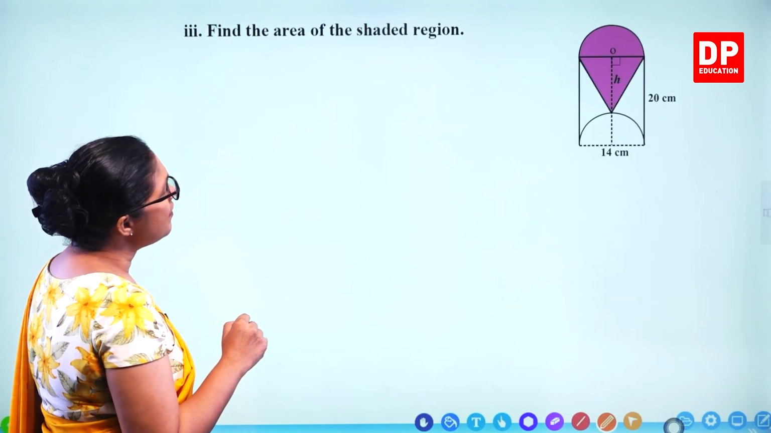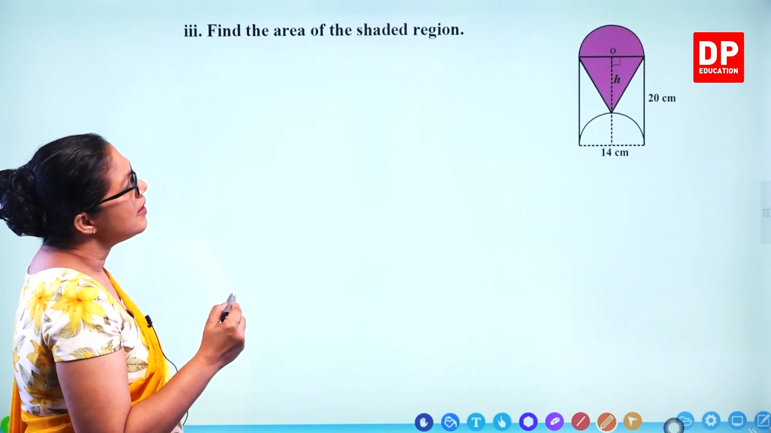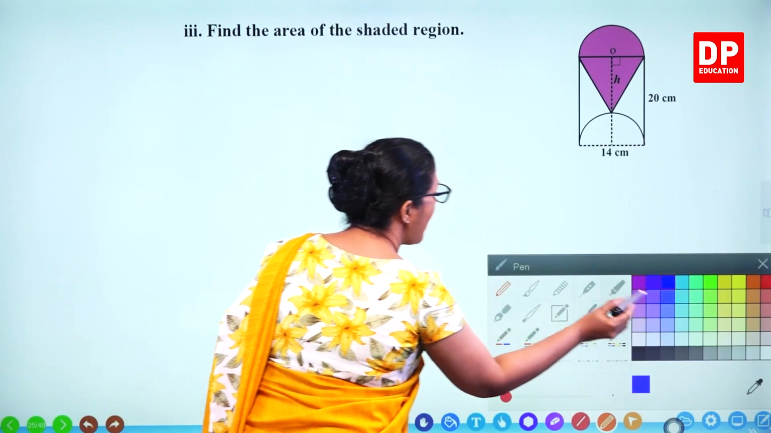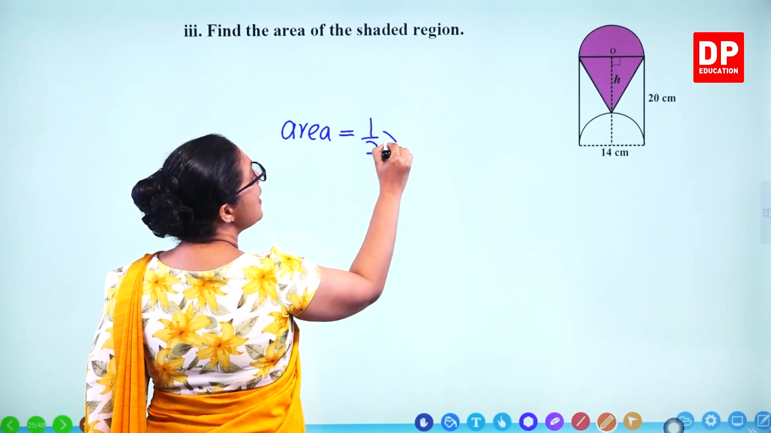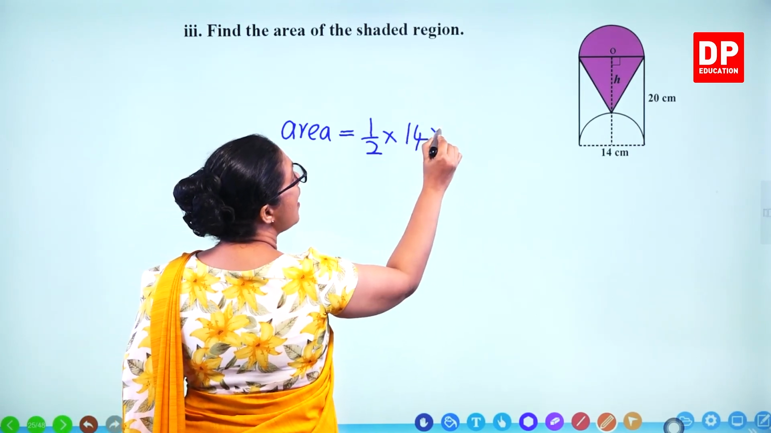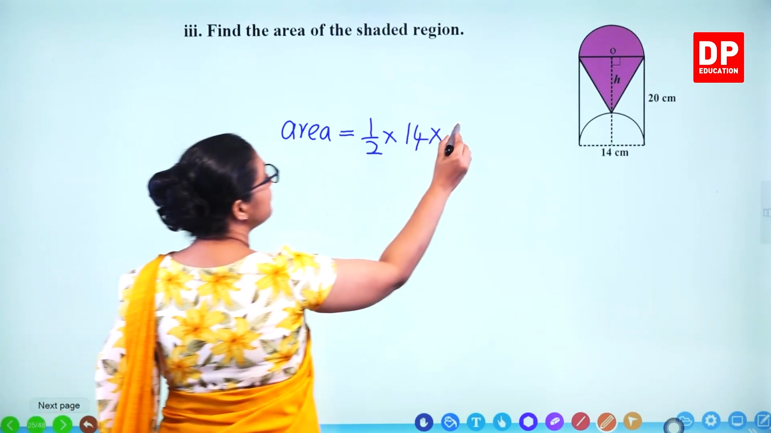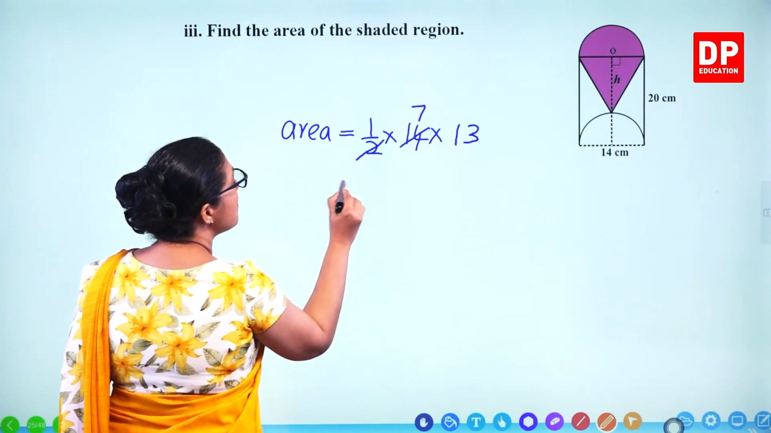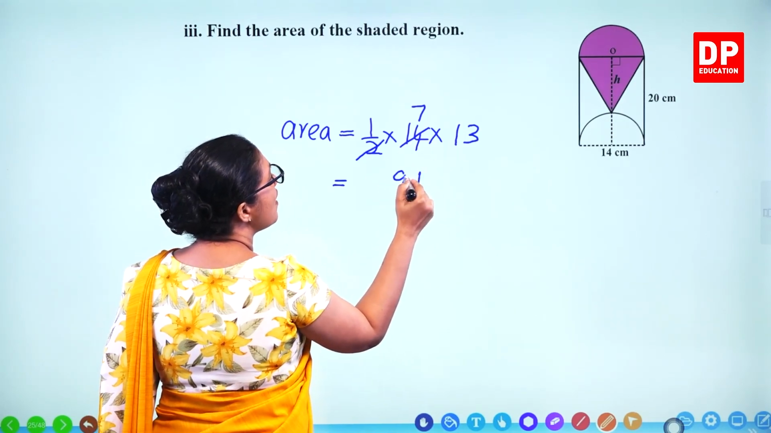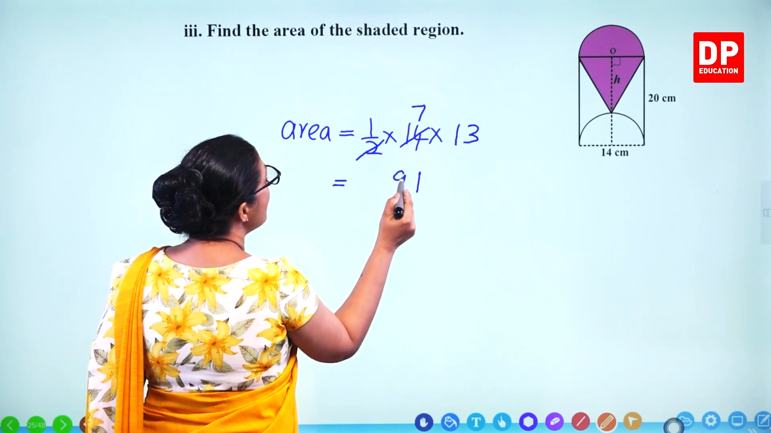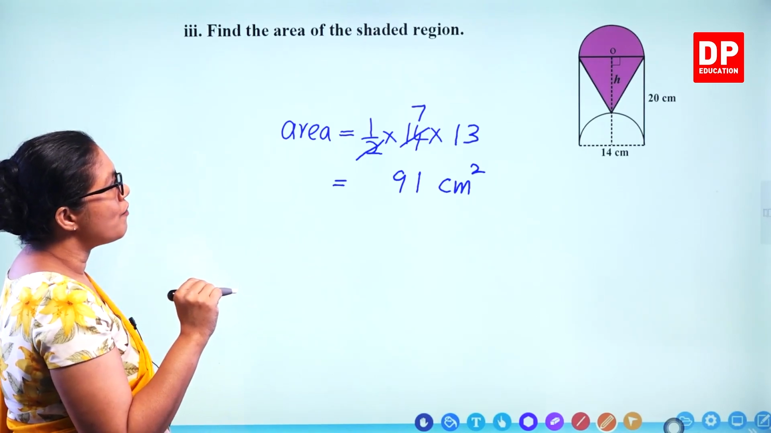Find the area of the shaded region. What's the shaded region? Semicircle and a triangle. Find the area of the triangle. Area of the triangle is half into base length, which is 14, and the height H we found, that's 13. So 2 times 7, 7 times 13. So 7 times 3, 21. 7 times 1, 7 plus 2, 9. 91 square centimeters is the area of the triangle.